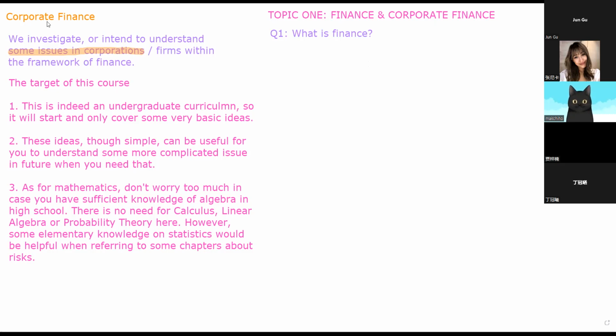So, before the discussion, we have two elements: return and risk. We'll have some very strict definitions later, but now I will say return means how much money you can earn in future. And risk is about how likely you will lose a certain amount of money.